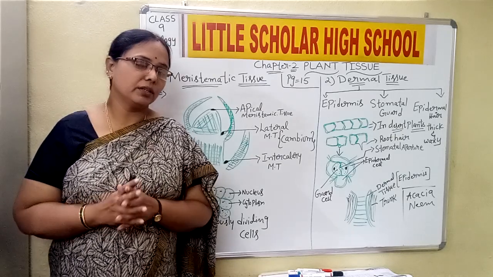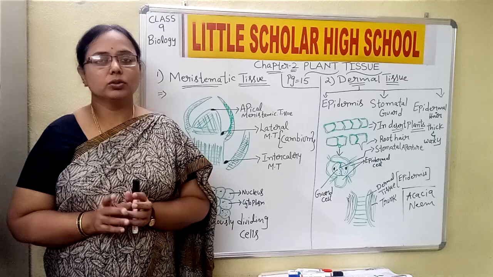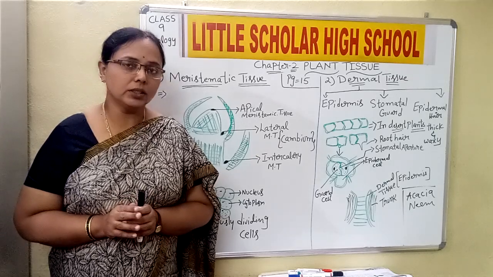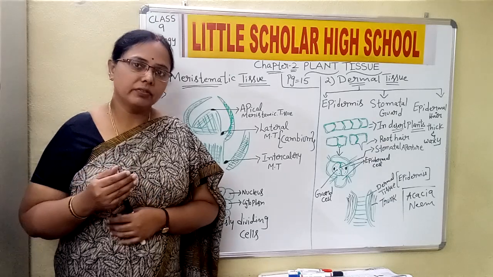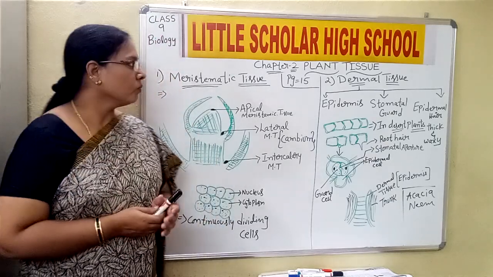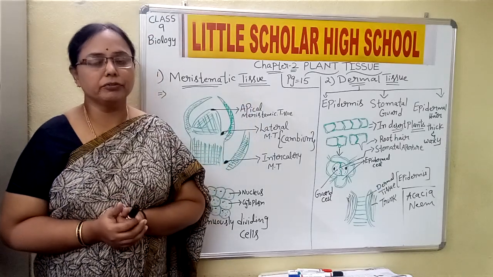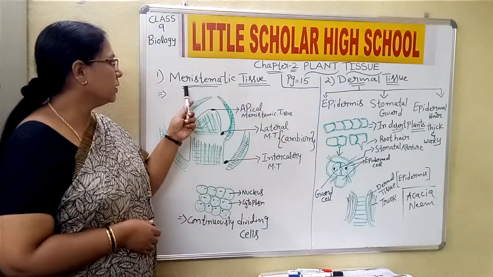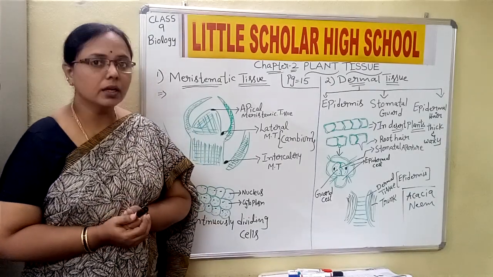And we have seen that there are four types of tissue, that is meristematic tissue, the vascular tissue, the ground tissue and the dermal tissue. So today we shall study in detail about all these different kinds of tissues. Okay, so please come to page number 15. All of you refer to page number 15, and we shall start with meristematic tissue.